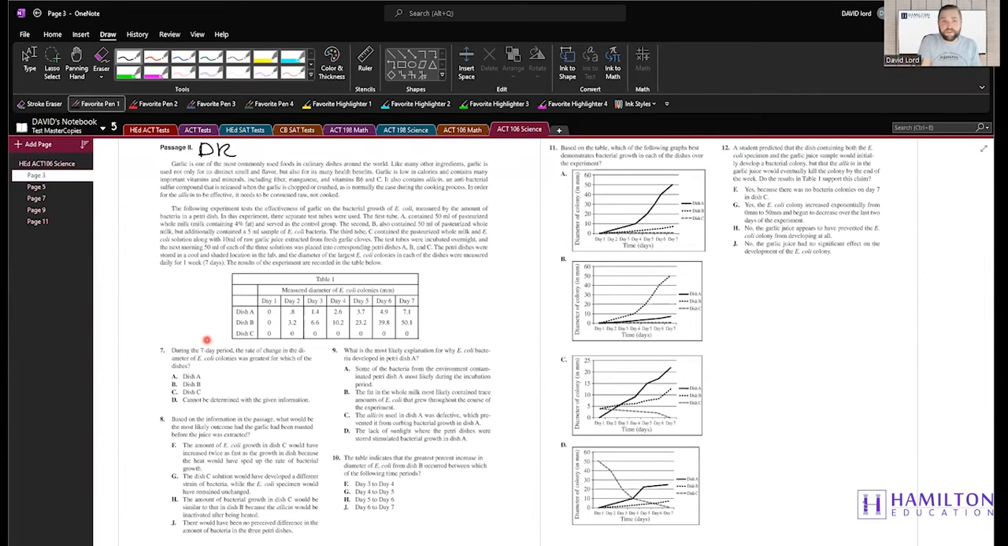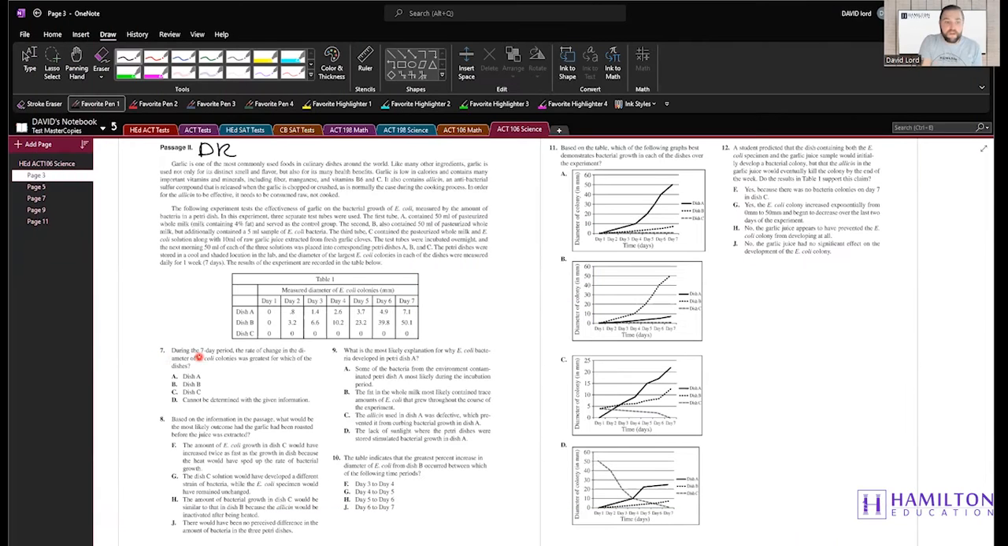Introduction to passage 2. So we're now starting passage 2. This is about garlic, and we're testing its effectiveness on bacterial growth. Looking at it, there's some text here and a single graphic. So it suggests it's a data presentation passage. So once again, we're going to go straight to the questions. Let's get started.